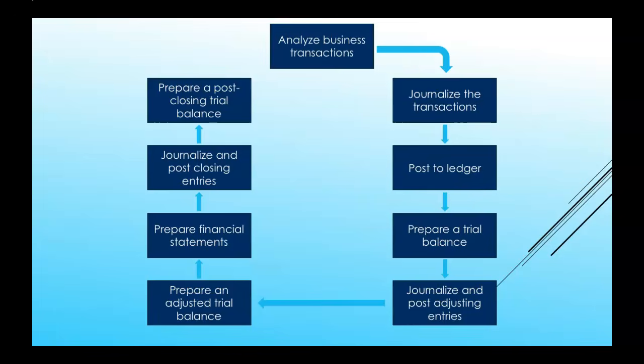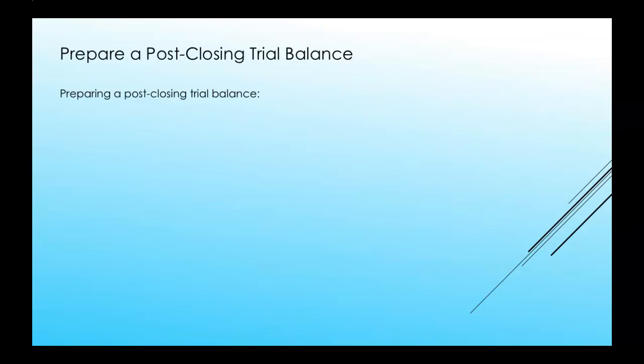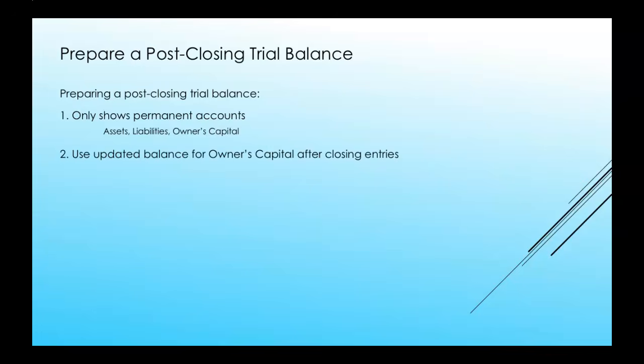So after we journalize and post those closing entries, then we can prepare a post-closing trial balance. Again, pretty similar to the other trial balances that we've prepared so far. The difference, we only show permanent accounts. So we're only going to show our assets, liabilities, and owner's capital on a post-closing trial balance. And we want to make sure that we're using the updated balance for owner's capital that we found after our closing entries. And of course, we want our total debits to equal our total credits.